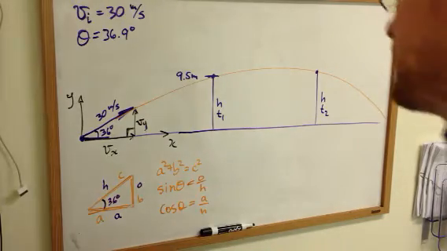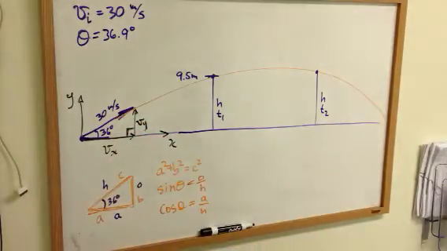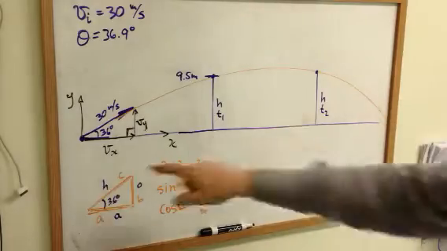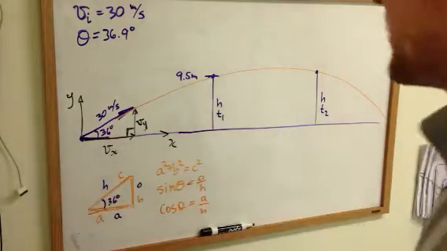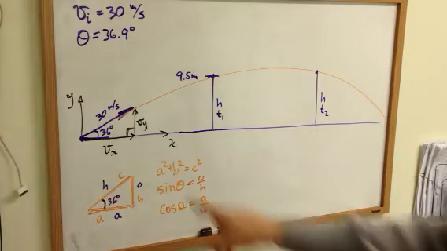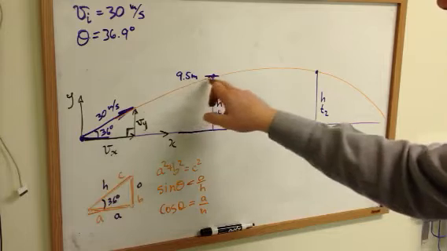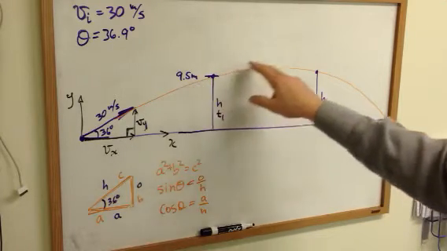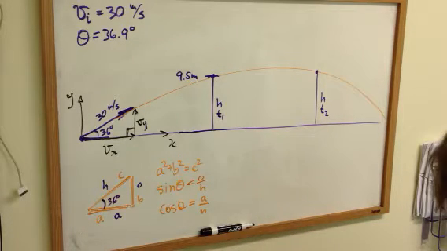Okay, I redrew the arc to correspond better with this initial vector. It didn't change any of the analysis, it's just I drew a pop fly arc, and this is more of a line drive coming out at 36 degrees. Anyway, the arc is going to rise to a level in my question of 9.5 meters on the way up and on the way down. And the question is, what are the two times?